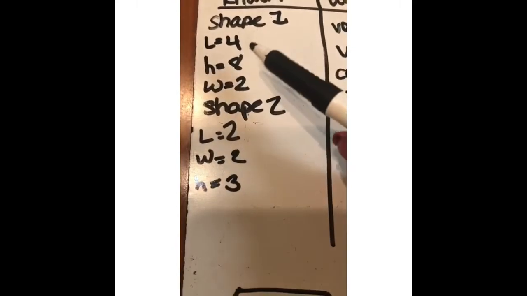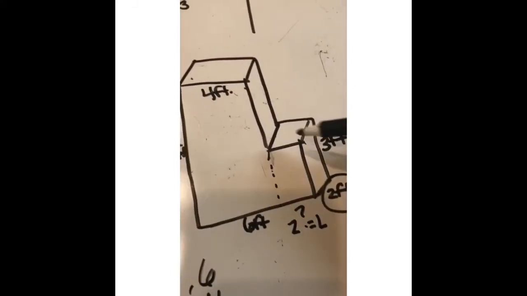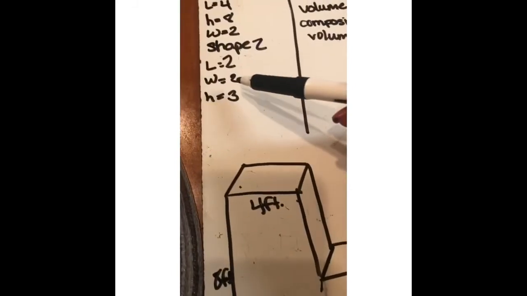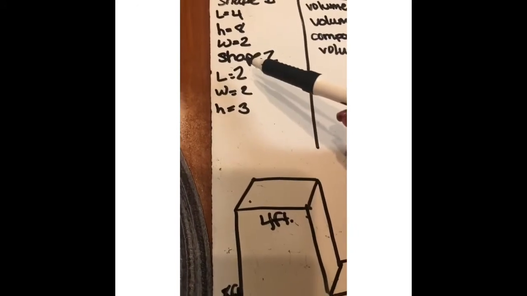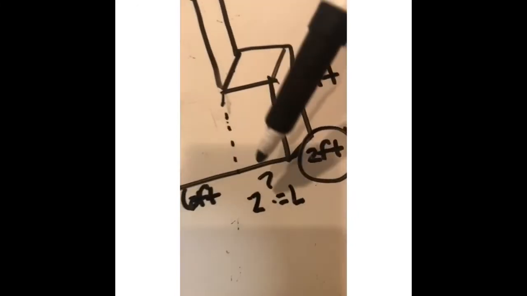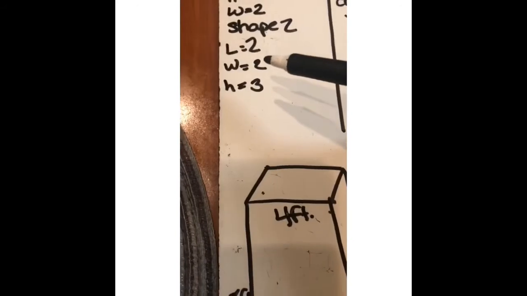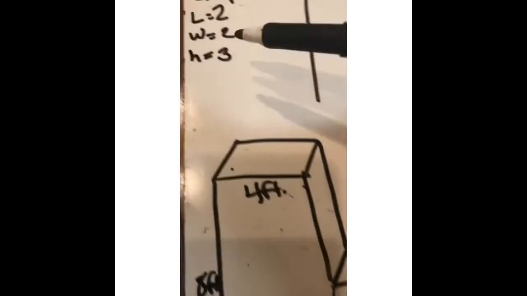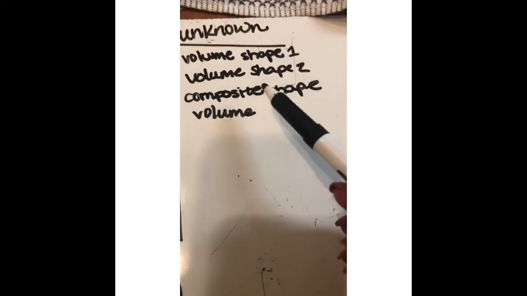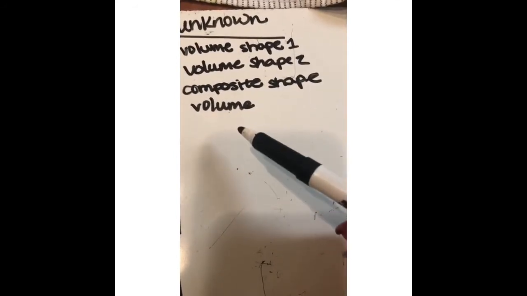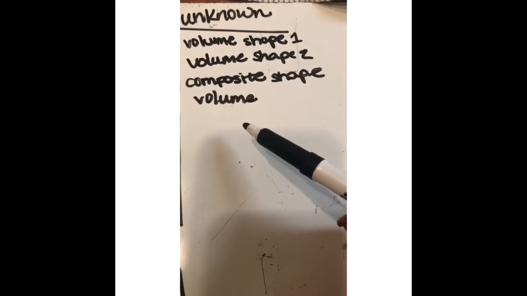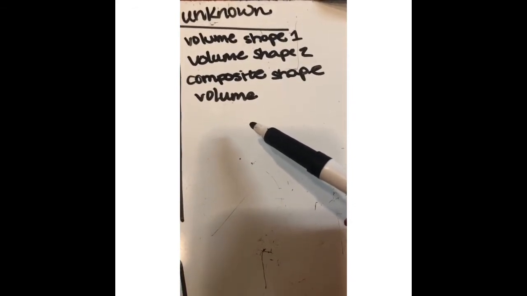So when you look up here for our knowns, we know that shape 1, the length is 4, as we see here. The height is 8 here, and then we decided that since these lines are parallel, the width is 2. And then for shape 2, length is 2, because we did 6 minus 4. The width is 2, and then the height is 3. So what we don't know is the volume of shape 1, the volume of shape 2, or the volume of the composite shape. So right now, why don't you go ahead and try to figure that out.